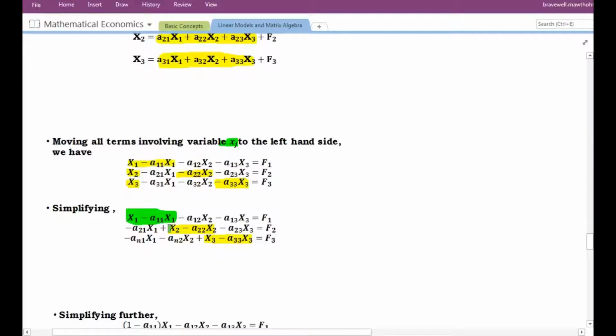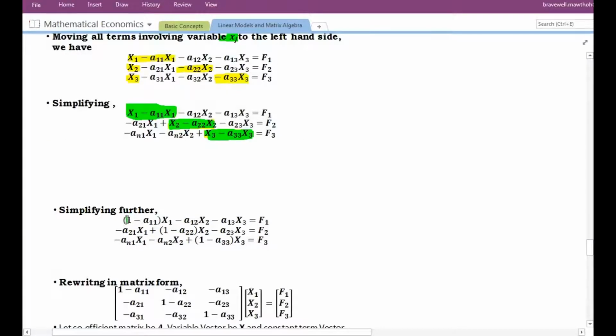Similarly, in the second equation, we are arranging the common variable x2 together. Also in the third equation, we are arranging the common variable x3 together. Simplifying further, in the first, second and third equation, we see that we have taken common wherever possible.